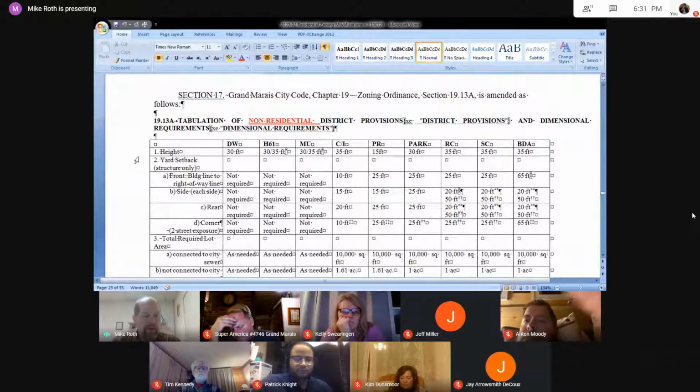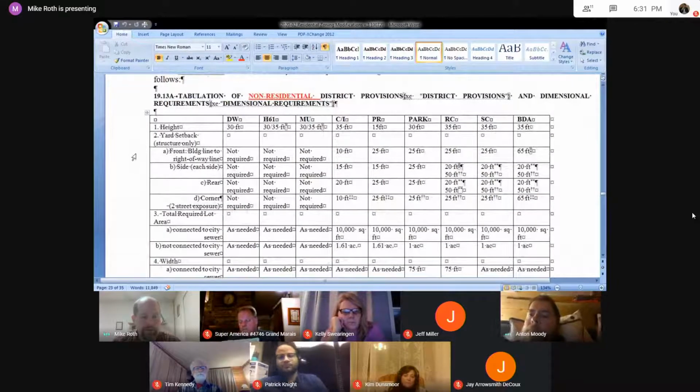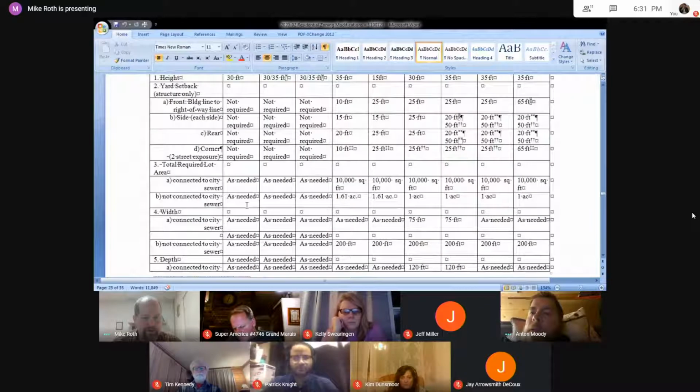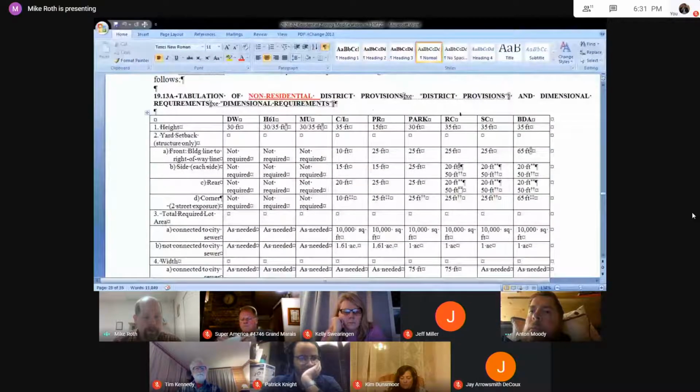This is our existing tabulation of district provisions, except now we add the term non-residential to the title because we've removed all of the residential zones from this list. This is good because our existing table is quite a bit wider than this with a couple more columns in it, and it doesn't fit on a page very well. So now it does. We haven't changed any of these district provisions or dimensional requirements.